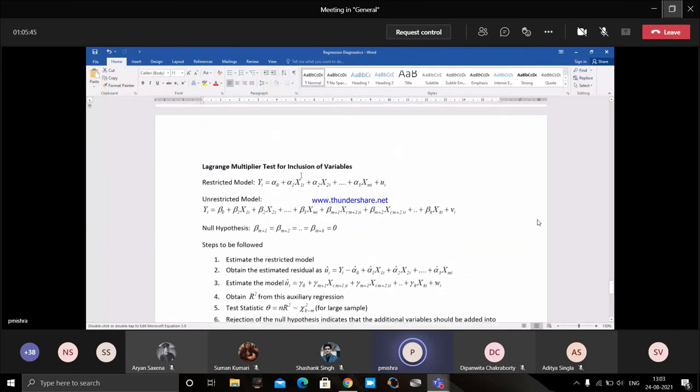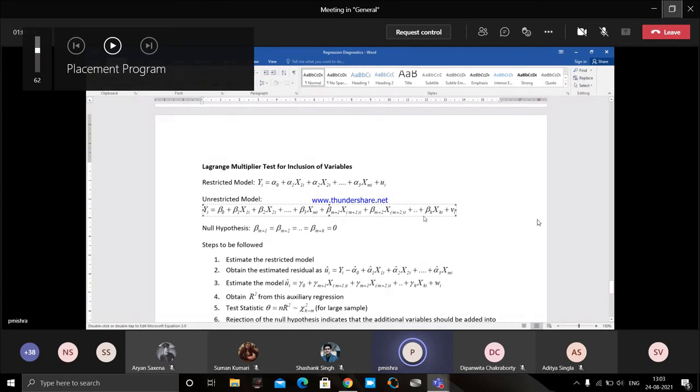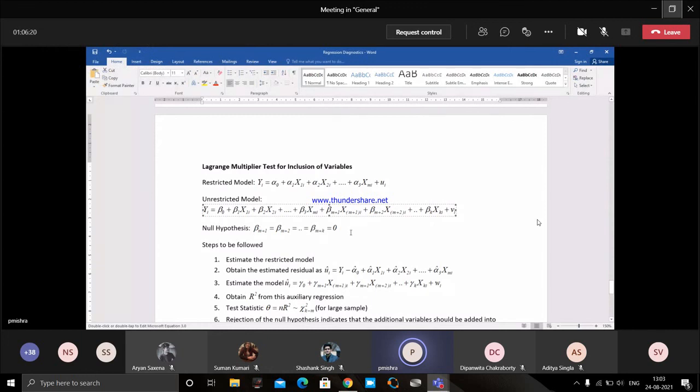And then the Lagrange multiplier test for inclusion of variables. Suppose this is the restricted model and this is the unrestricted model. I need to test whether I can add some additional variables like x(m+1), x(m+2), up to xk. I have estimated a model with m independent variables. I would like to test if I can add some additional variables like this. So the null hypothesis, as usual, is that the slope coefficients of the additional variables are equal to 0 simultaneously.